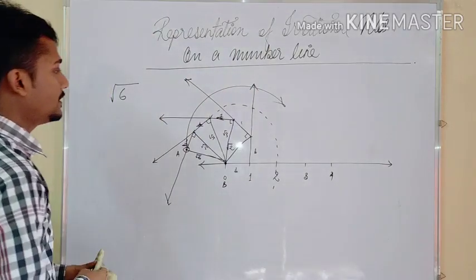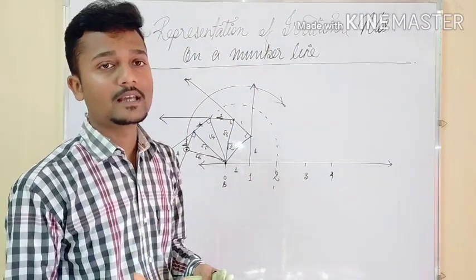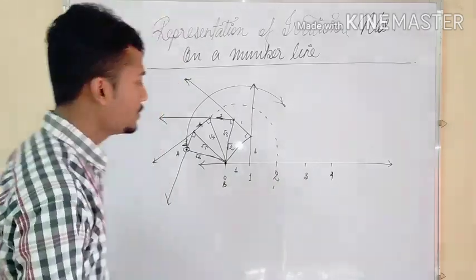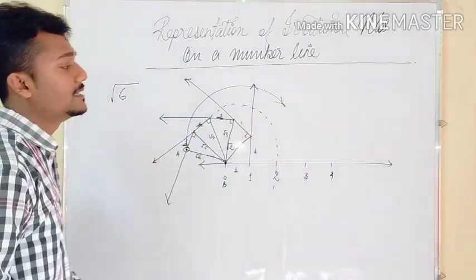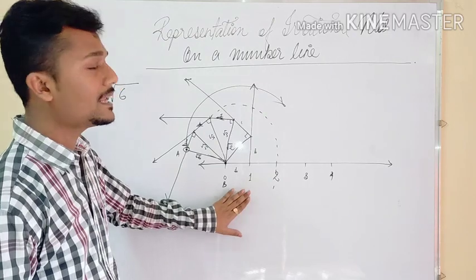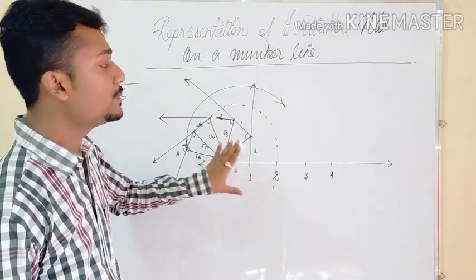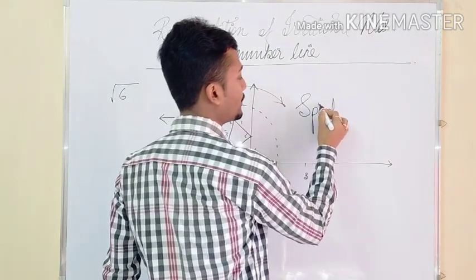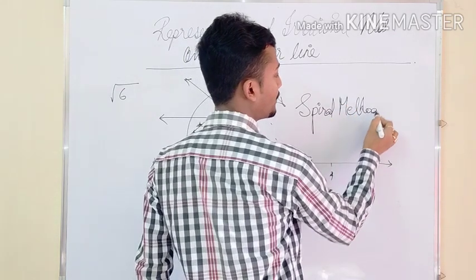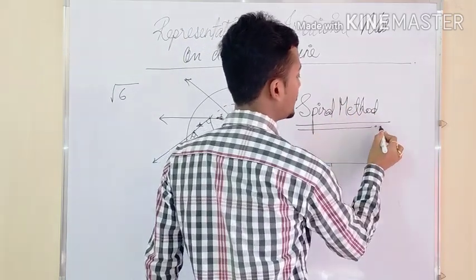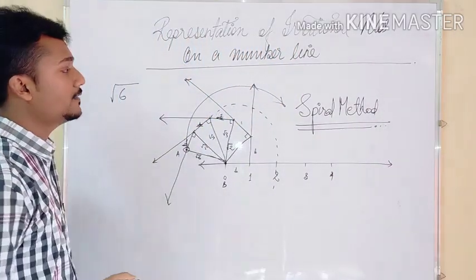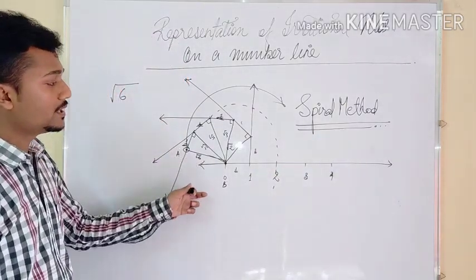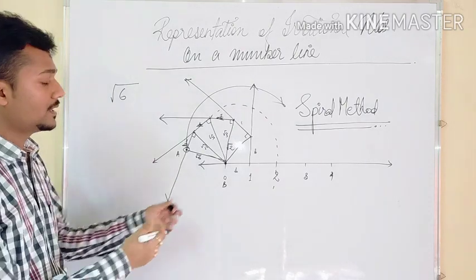Now the questions will be a little bit complex. It looks as if the questions are complex, but in reality these are not complex questions. This method you have applied here to represent an irrational number on a number line is called the spiral method. I hope my handwriting is visible enough. If you want to note it down, this particular question, I am giving you 2 minutes, you can do it.